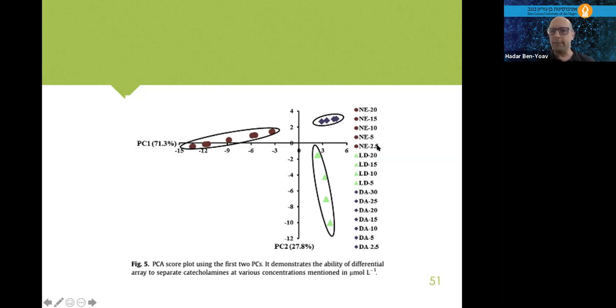In norepinephrine, these are numbers at different, increasing concentrations of norepinephrine, and we can see the cluster is here. And obviously the point changes because you have a different amount of norepinephrine. Same for L-DOPA and same for dopamine. So it means that when you integrate the signal measured from those 3 different sensors, you have enough variability to represent different clusters for the different molecules.